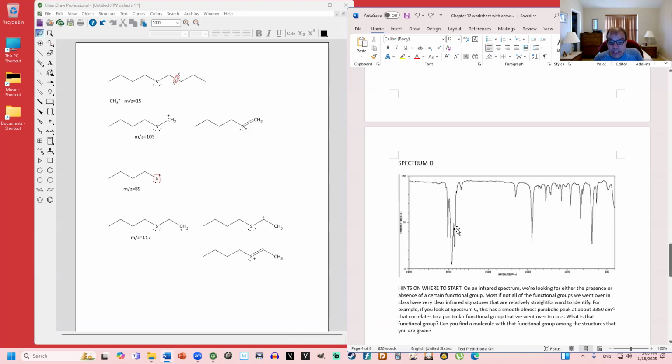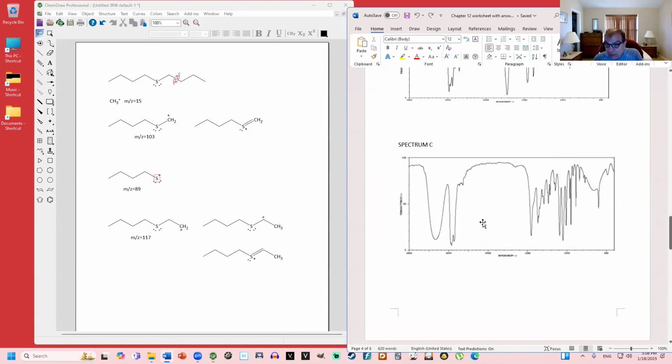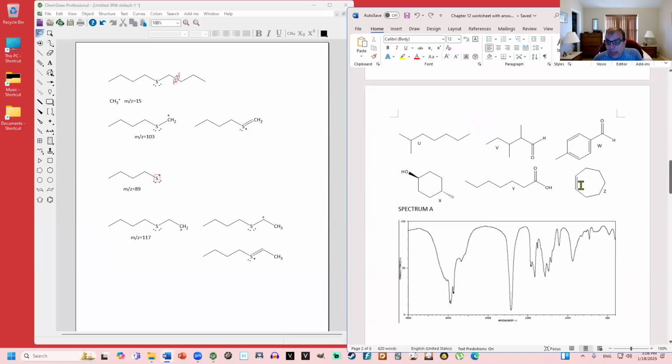And when you look at the CH stretching frequencies over here, if you draw that imaginary line upward from 3000 wave numbers, you find there are some peaks just above 3000 wave numbers and some peaks just below 3000 wave numbers. Therefore, this compound must be the alkene. It has to be the cycloheptene, compound Z. Compound U, we don't have that spectrum, and compound W, that spectrum isn't here either. So we've accounted for all of them at this point.